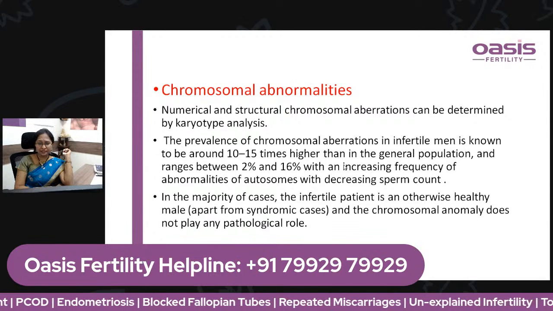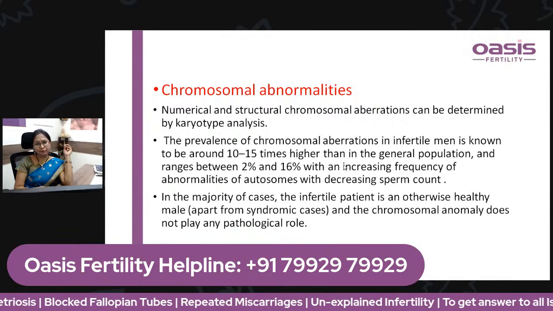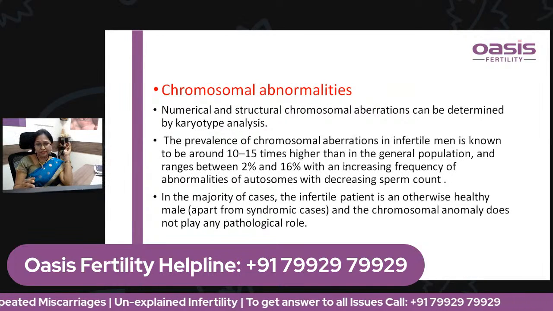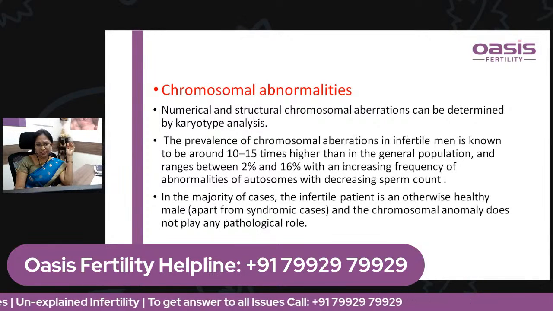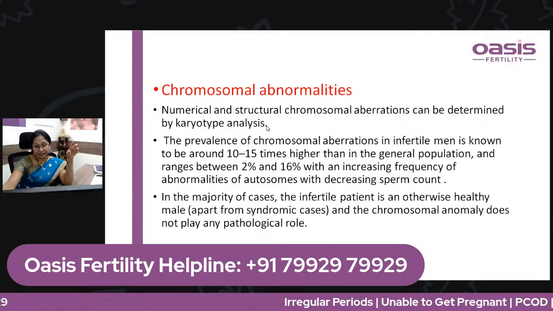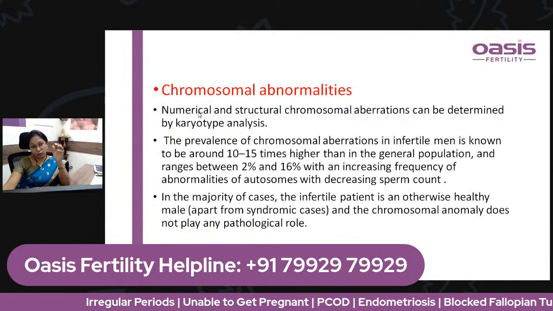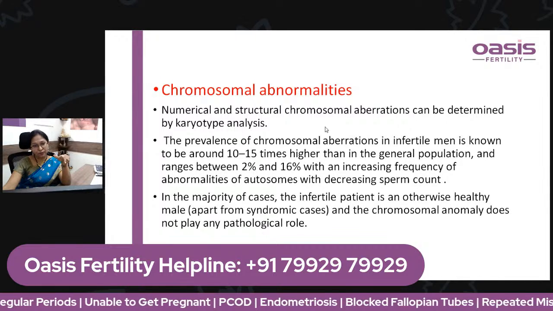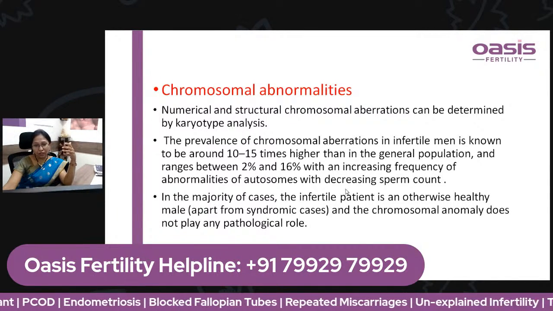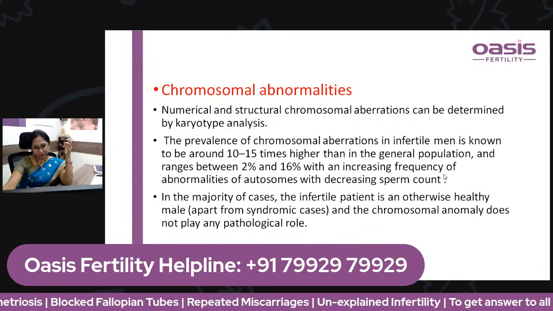These chromosomes can have abnormalities, either numerical abnormalities or structural abnormalities. For example, in Klinefelter syndrome there is an additional X, an XXY chromosome pattern. The number of chromosomes may increase or the structure may alter, and such abnormalities can lead to problems in the patients.